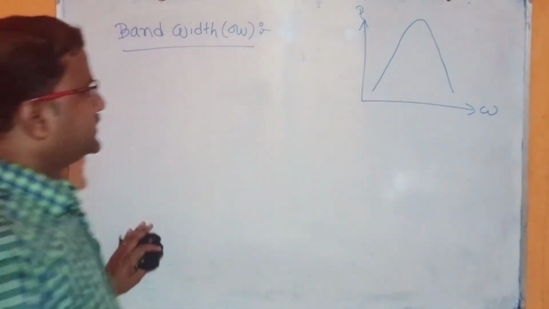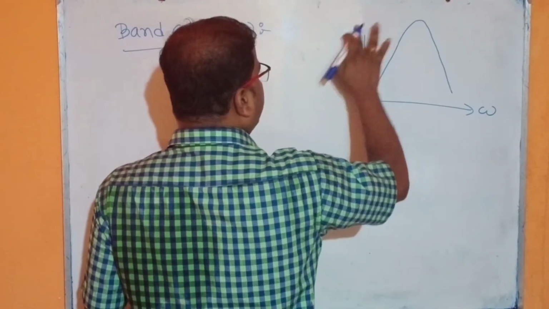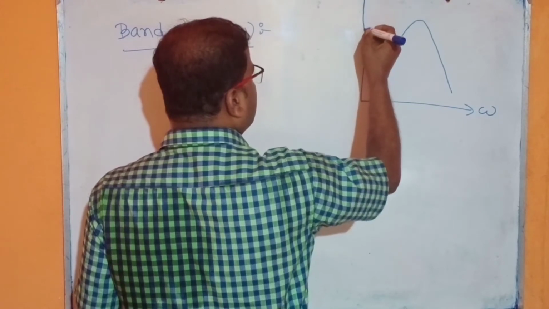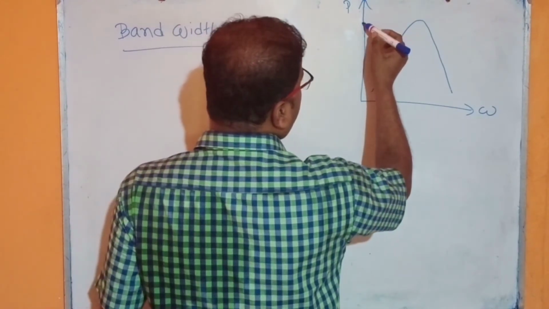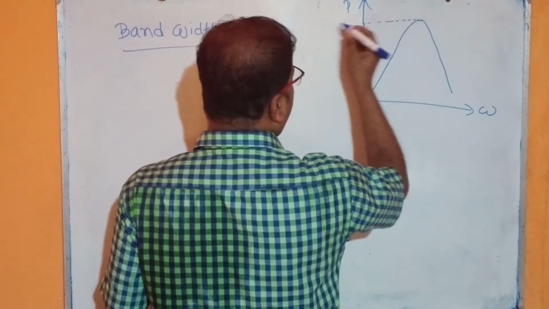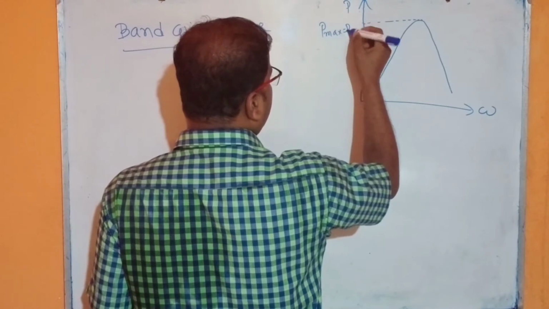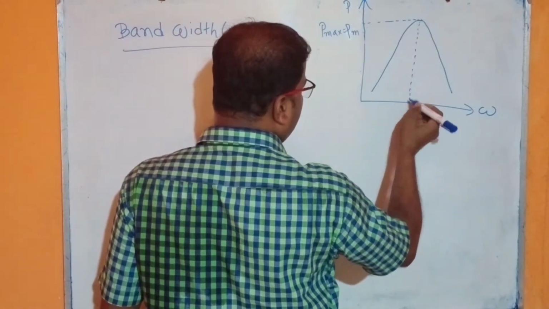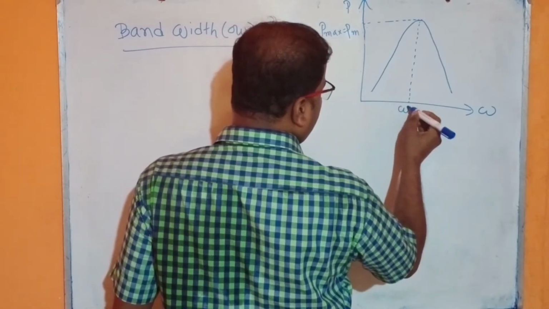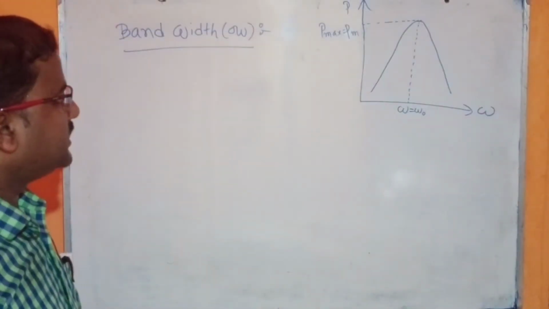In a series LCR circuit, the power varies with frequency according to this curve. This is the maximum power, P max equal to Pm. This occurs when omega equal to omega 0, that is, at the resonance frequency the power is maximum.